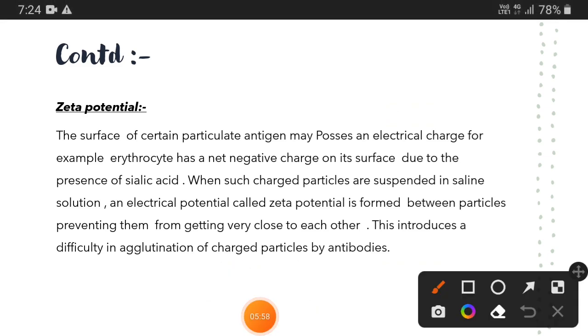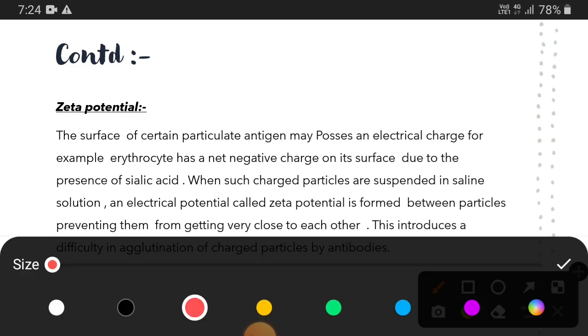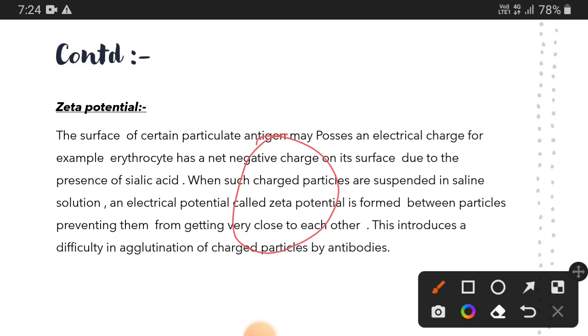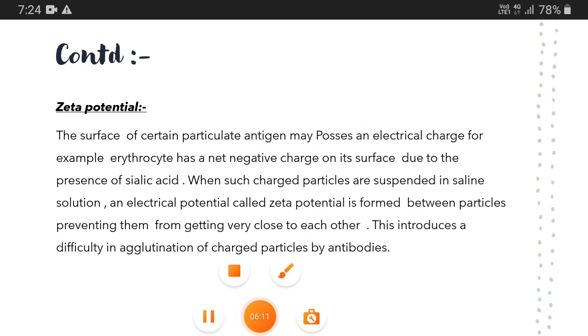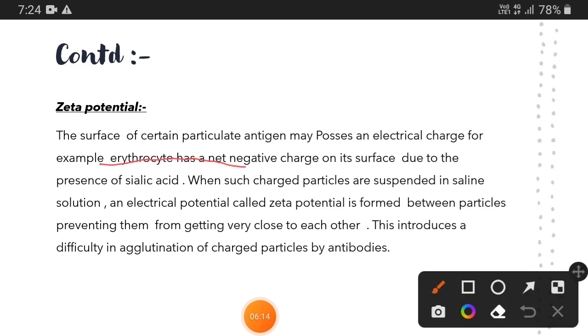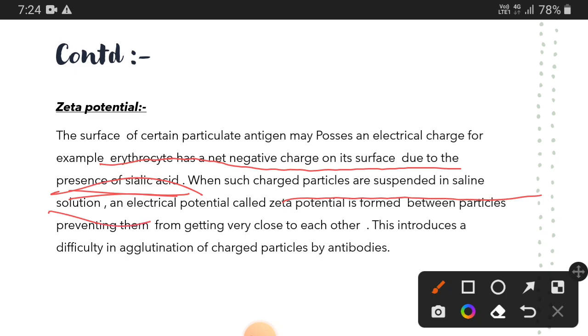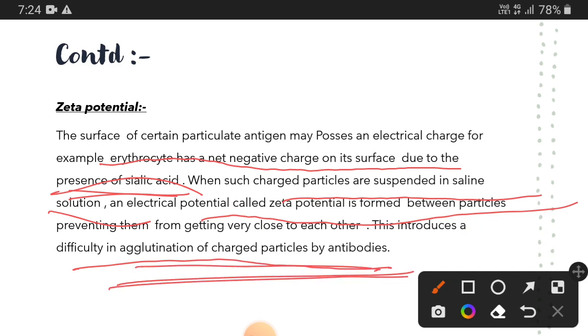Now let's talk about zeta potential. What is zeta potential? Remember, the surface of the antigen may possess some charge, positive or negative. For example, the erythrocyte has a net negative charge due to the presence of sialic acid. When such charged particles are suspended in saline solution, an electrical potential called zeta potential is formed between the particles, preventing them from getting very close to each other. This introduces difficulty in agglutination of charged particles by antibodies.